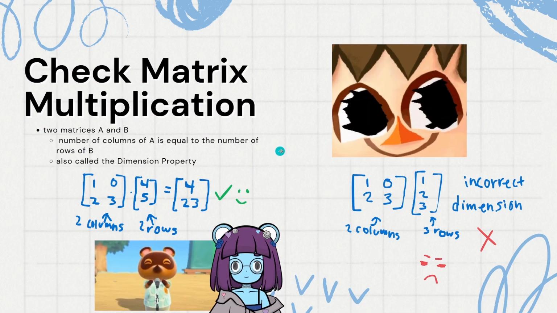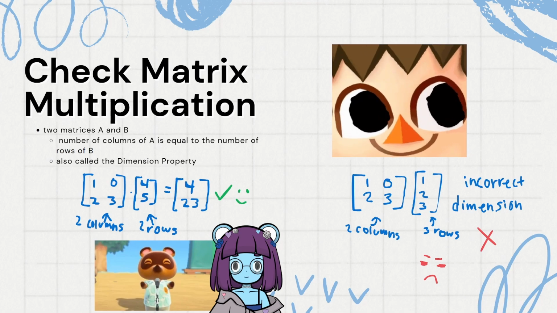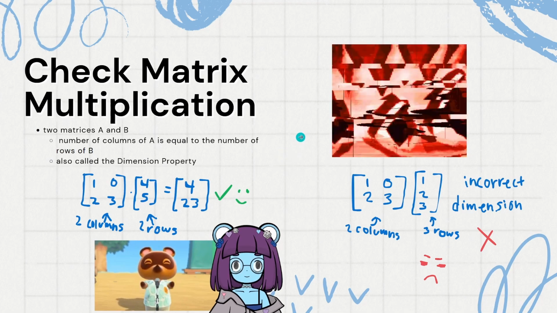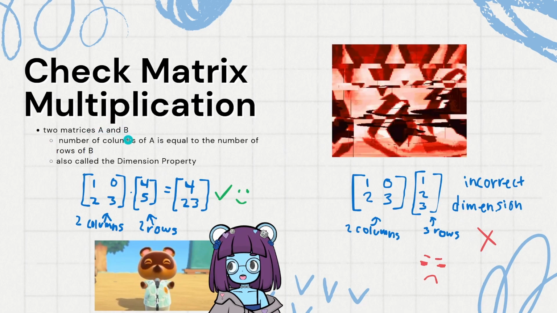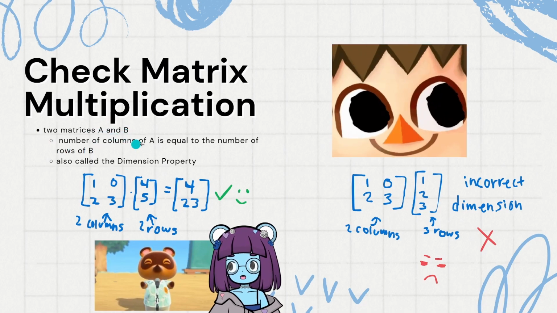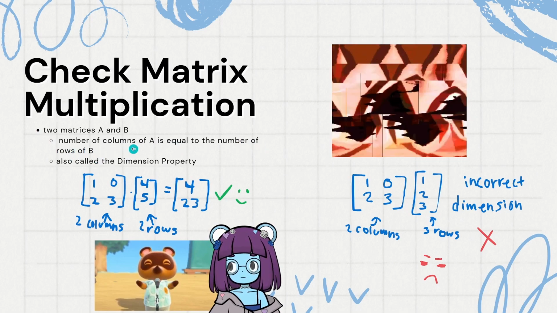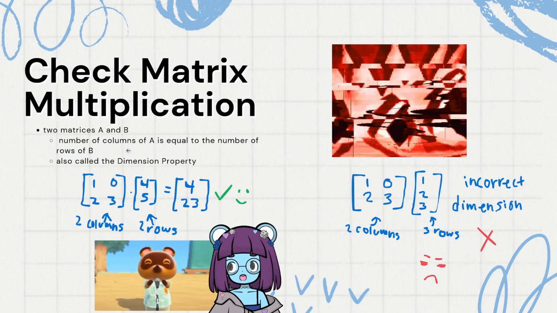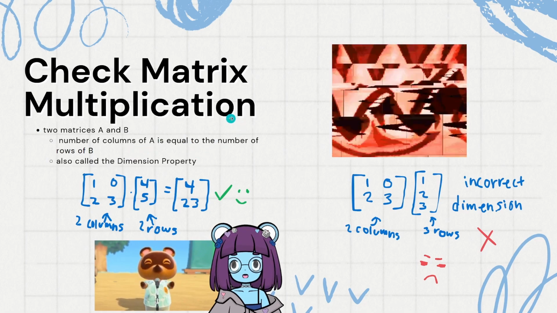Here we can check matrix multiplication. Something important to note is whether or not you can even do matrix multiplication. When you have two matrices, in this case I'm going to use A and B, the number of columns of A should be equal to the rows of B, and this is called the dimension property. I will quickly go over properties in the next slide, but let's focus on this specific example.